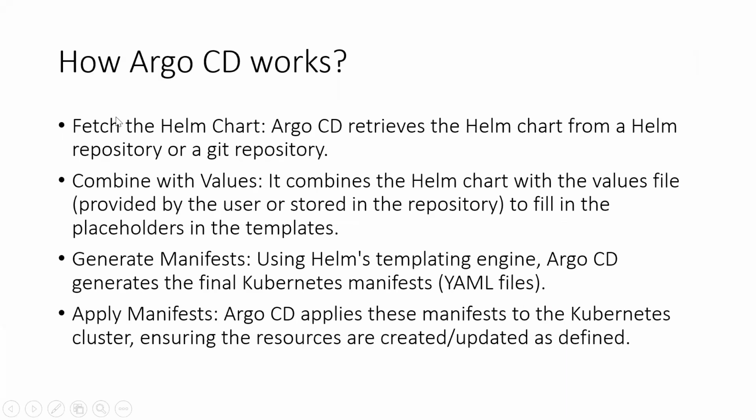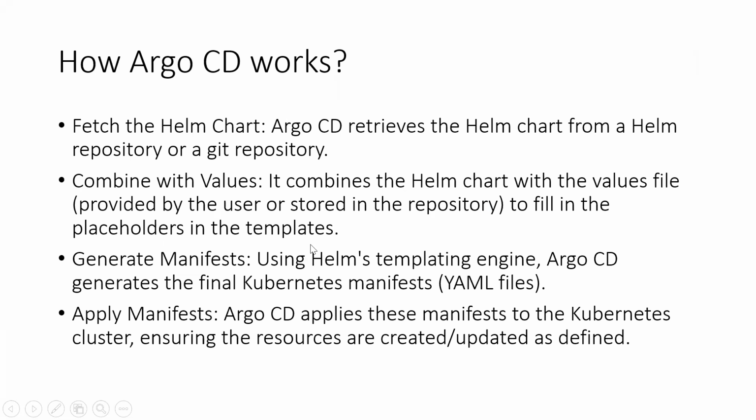How does Argo CD use the Helm chart? Instead of using the Helm command to provision the Helm chart, we can use Argo CD to provision the manifest files. It will first fetch the Helm chart. Argo CD retrieves the Helm chart from a Helm repository or a Git repository. Both repositories are supported. Initially, in the first example, we will be using the Git repository. It combines the Helm chart with the values.yaml file to fill in the placeholders in the templates.